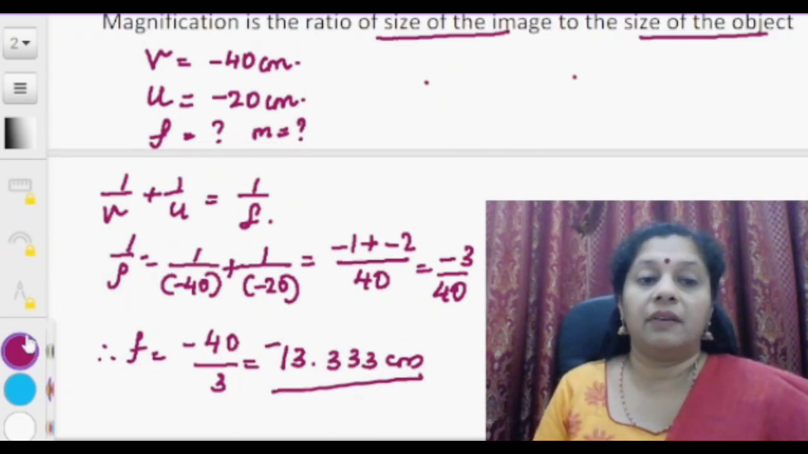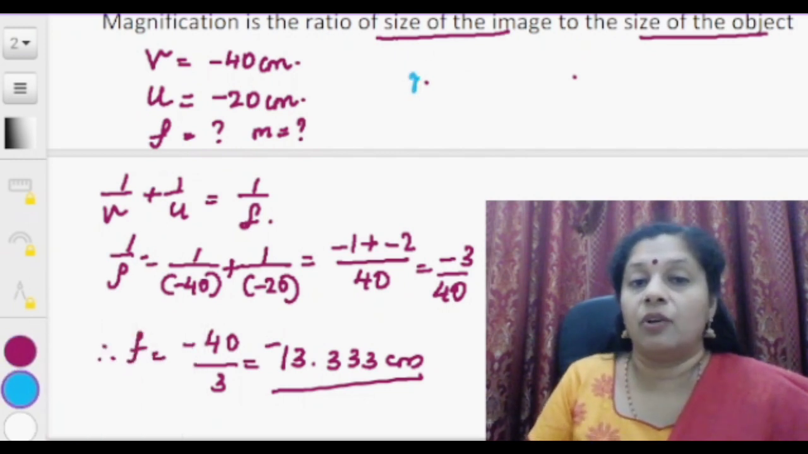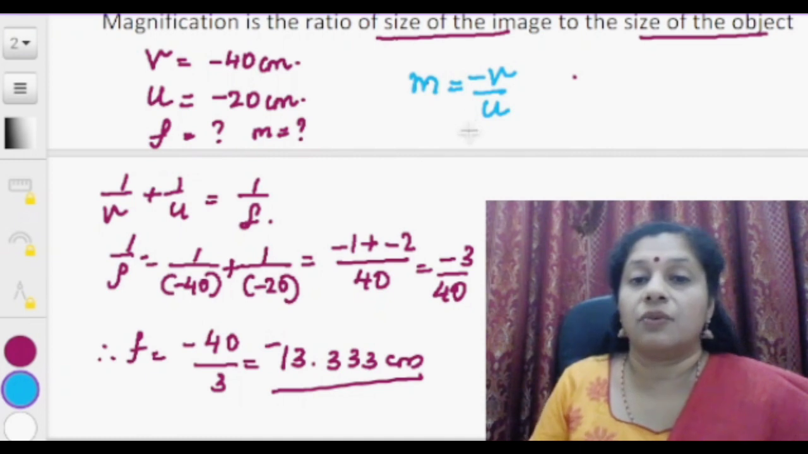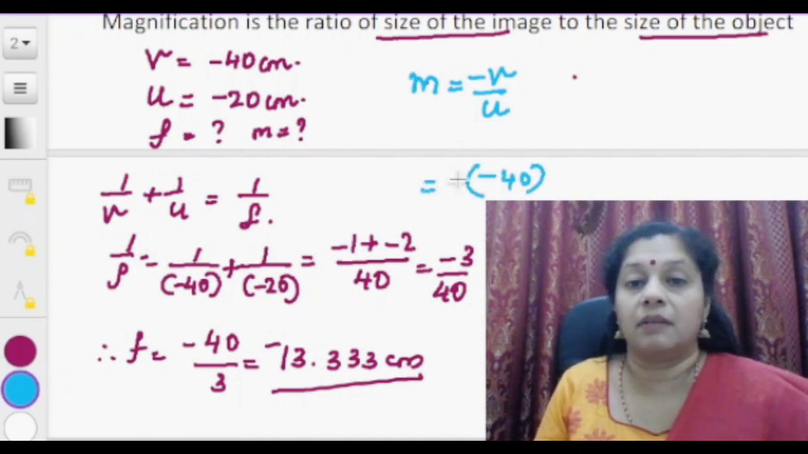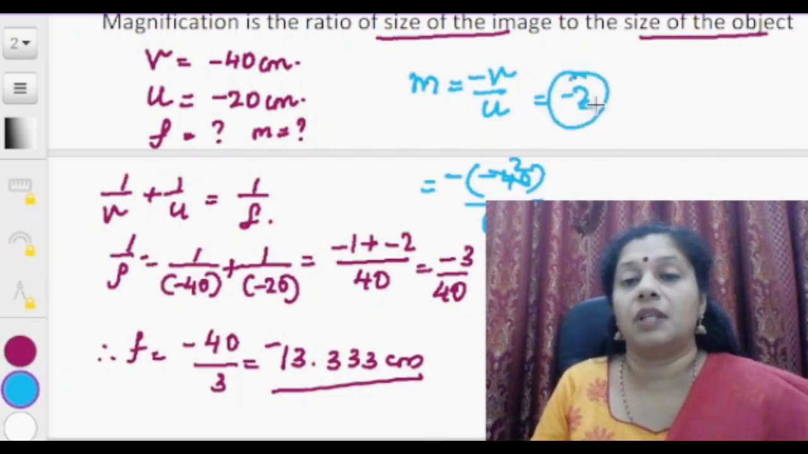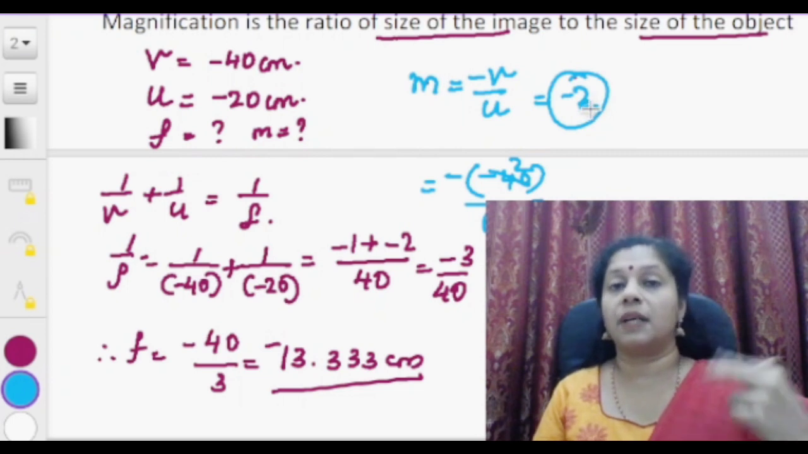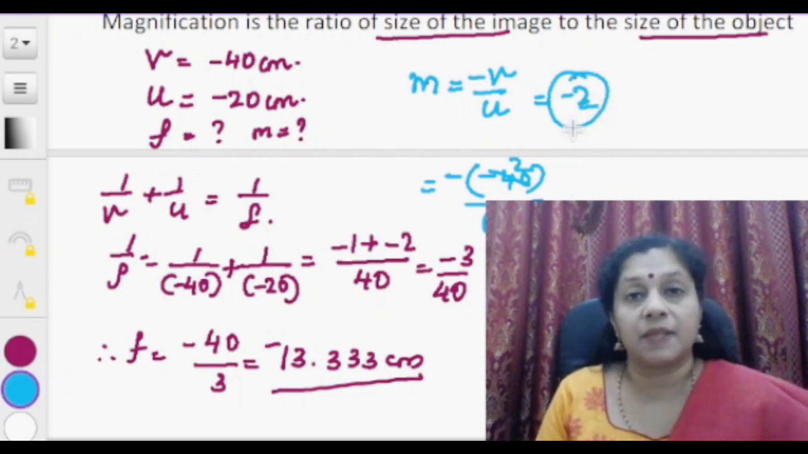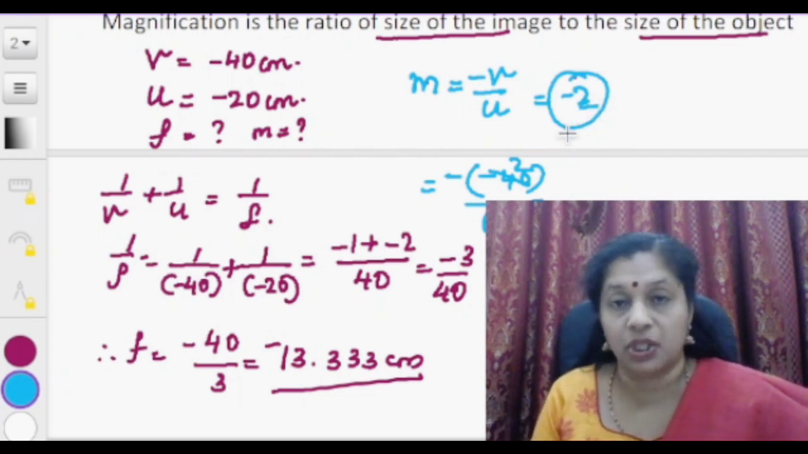Now we have to find m also. We know magnification is equal to minus v by u for a mirror. So what is v? Minus 40 upon minus of minus 20, since u is equal to minus 20. This will go 2. So magnification is minus 2. From this we know 2 stands for double the size, minus stands for a real and inverted image.